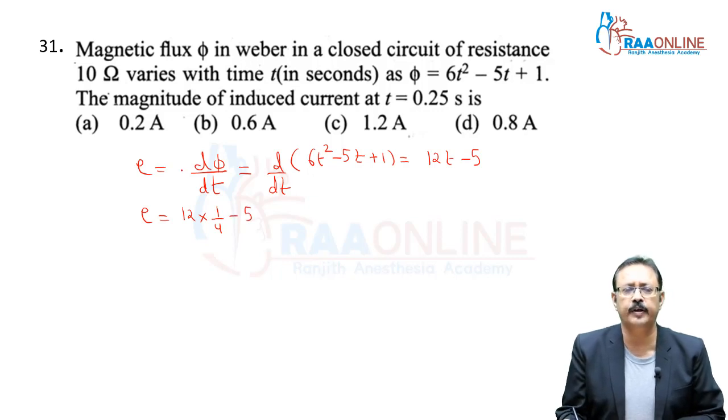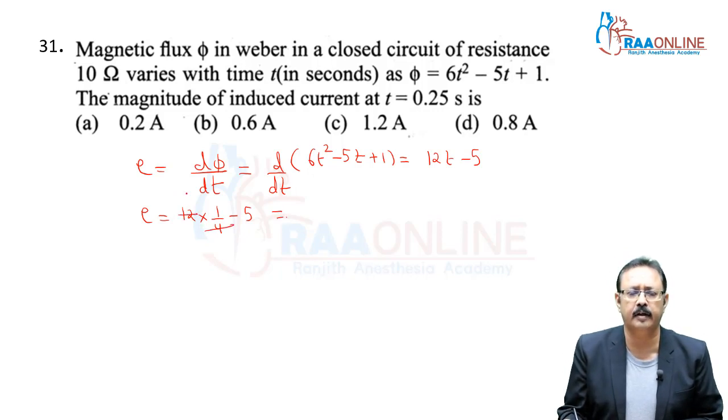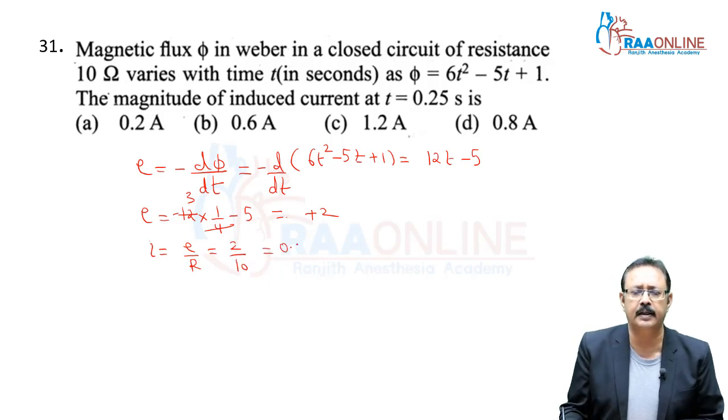So if we go with, we want induced current. So if we discuss this, we are getting minus 2. If we put the minus sign, we will get plus. So I is equal to E by R. R is again given, 10. So easily we got the answer, 0.2 ampere.